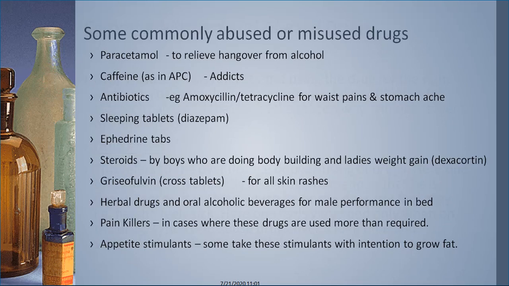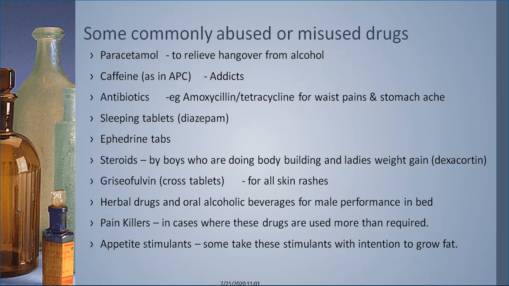A few of these medicines that are commonly abused in Ghana is paracetamol. People are using it to relieve hangover. Please, let's not be giving it. People buy caffeine. Okay, normally drug addicts, they are now buying the energy drinks and APC, any medicine with caffeine they want. People are abusing antibiotics like amoxicillin, tetracycline. You see that my waist is paining me, my stomach is paining me, and some even open the capsule and put the powder in an injury, in a sore, in an ulcer. People are abusing sleeping tablets like diazepam and the rest.